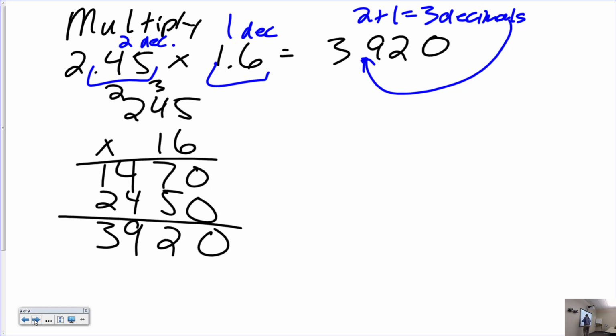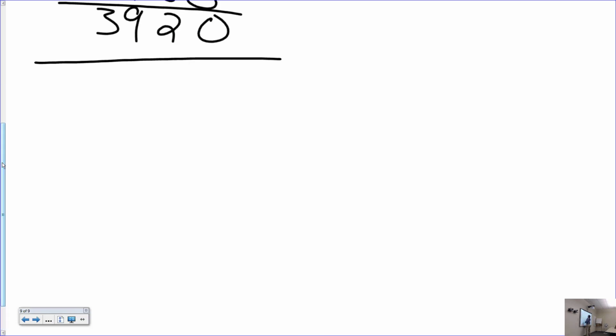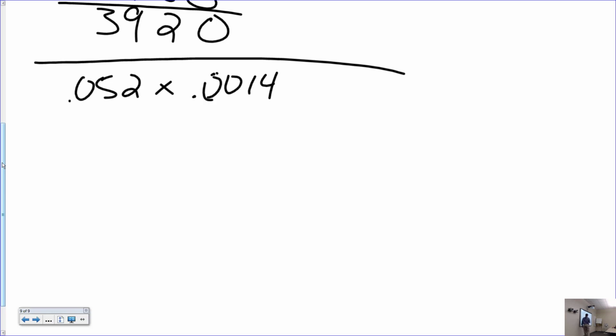And then just to be safe and to sort of show you the point here to some degree, what is 0.052 times 0.0014? We'll keep the numbers relatively simple still. Again, you're just going to multiply the numbers without the decimal. Note that leading zeros without the decimal, they're nothing, right? So all you're really going to do is multiply 52 and 14.